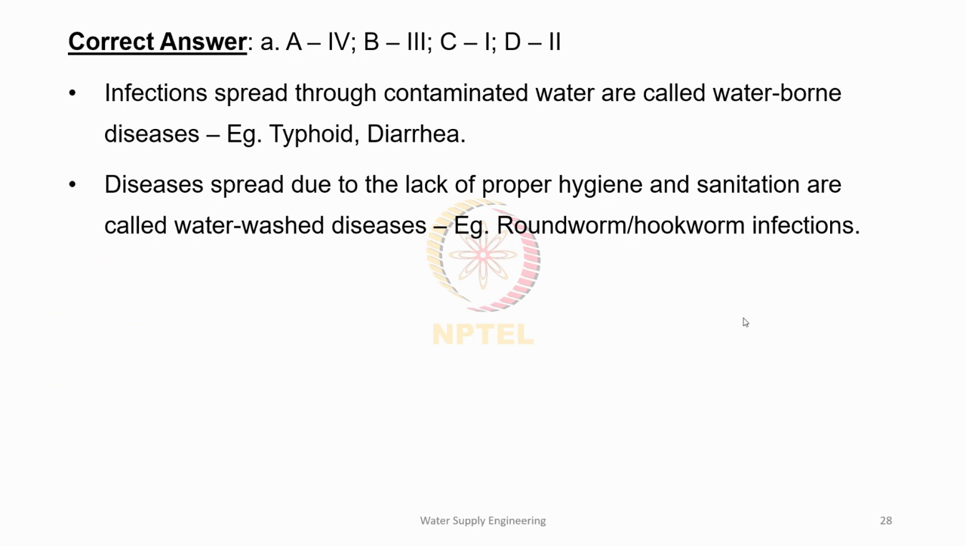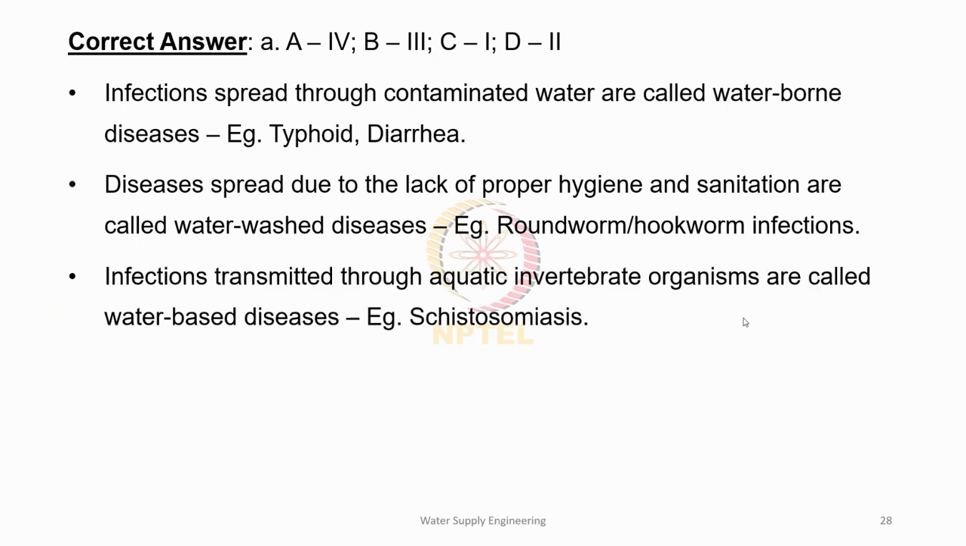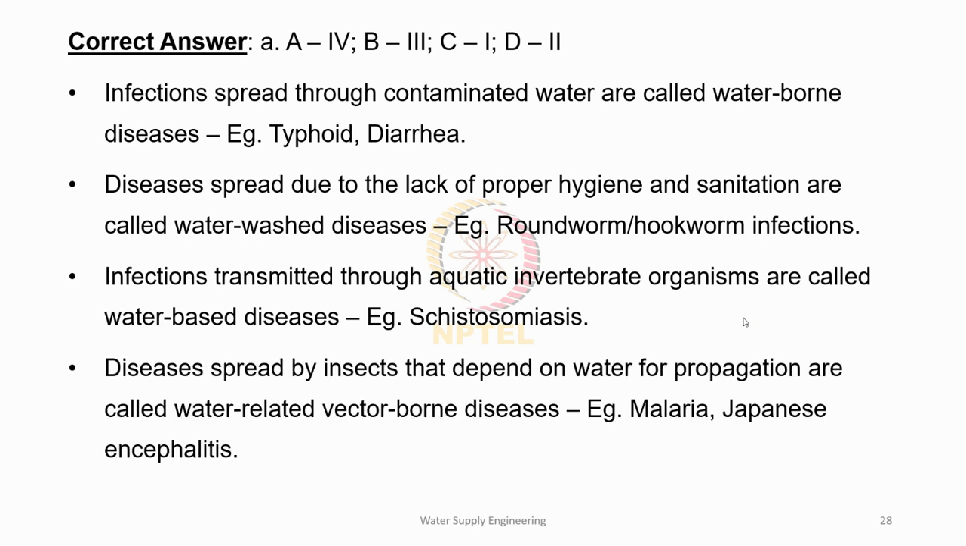That group of disease that is spread due to lack of proper hygiene and sanitation is water washed disease. And the ones that is transmitted through aquatic invertebrate organisms, they are water based disease. And if it is spread by insect that depend upon water for propagation, for their own movement, that is water related vector borne disease.